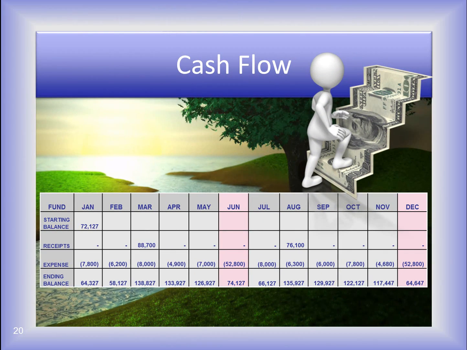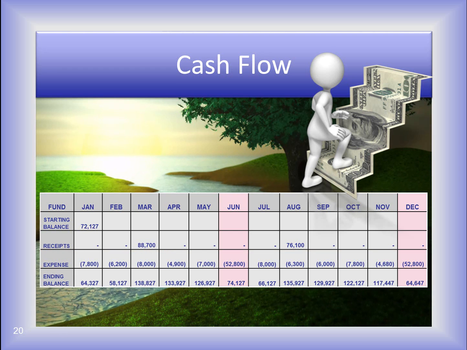Let's step up the example with some fluctuating numbers so it's a little more realistic. Here we have a fund that starts the year with a nice $72,127 carryover balance. The fund receives semi-annual tax distributions in March and August, but no other income. Notice how the expenses fluctuate each month. That's more realistic. Even the electric bill will fluctuate month to month, changing our total expenditures. Notice in June and December we have expenses in the amount of $52,800. So let's imagine this fund has to pay a debt payment twice a year.